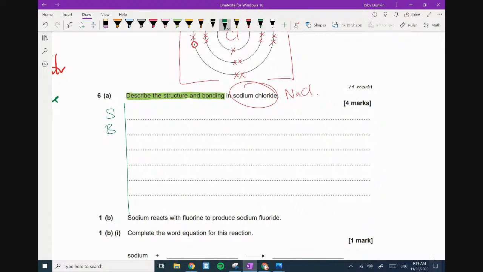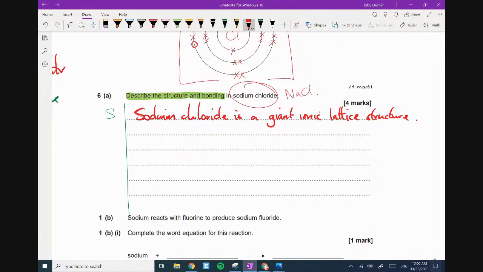There's the border of your exam. I'm actually going to write the letters one by one, because if I do that, it means if I go onto another line, that's okay. So structure. Sodium chloride. I'm actually going to write the words. Sodium chloride is a giant ionic lattice structure. I'm actually lobbing in the word structure at the end. Love it. Next, bonds. I'm going to bullet point it.